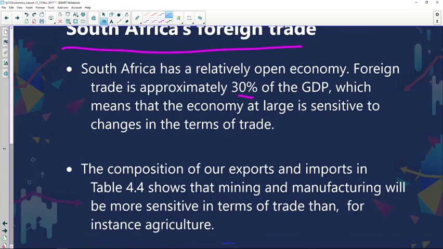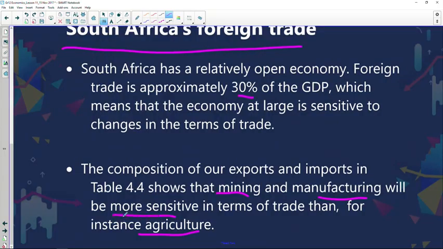And then moving on, the composition of our exports and imports in table 4.4 shows that mining and manufacturing will be more sensitive in terms of trade than, for instance, agriculture. Okay, so we know that mining and manufacturing are key industries. We know that we're a country that is very rich in mineral resources, and we manufacture a lot of goods and services that we export to other countries.